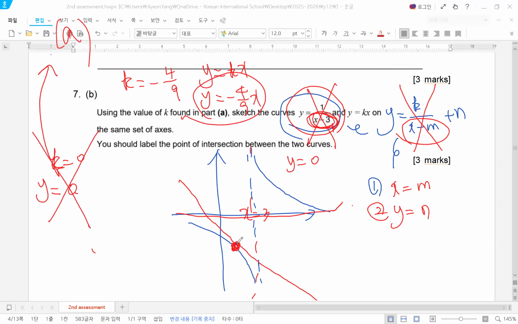Then there is one exact point. Then by using your graphic calculator, you can find the intersection point. I don't remember what the value was. Okay. Yes. If someone just draws the two lines, you basically get partial marks.